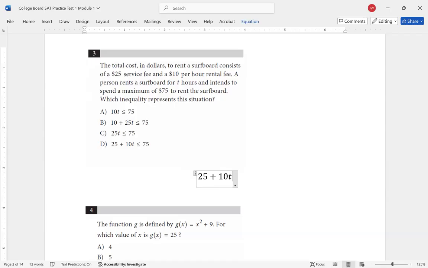This person intends to spend a maximum of 75, so it's okay to be under 75 or equal to 75. So the total cost of the surfboard should be less than or equal to 75. And we can see that for question number 3, that means the answer is D. 25 plus 10T is less than or equal to 75.